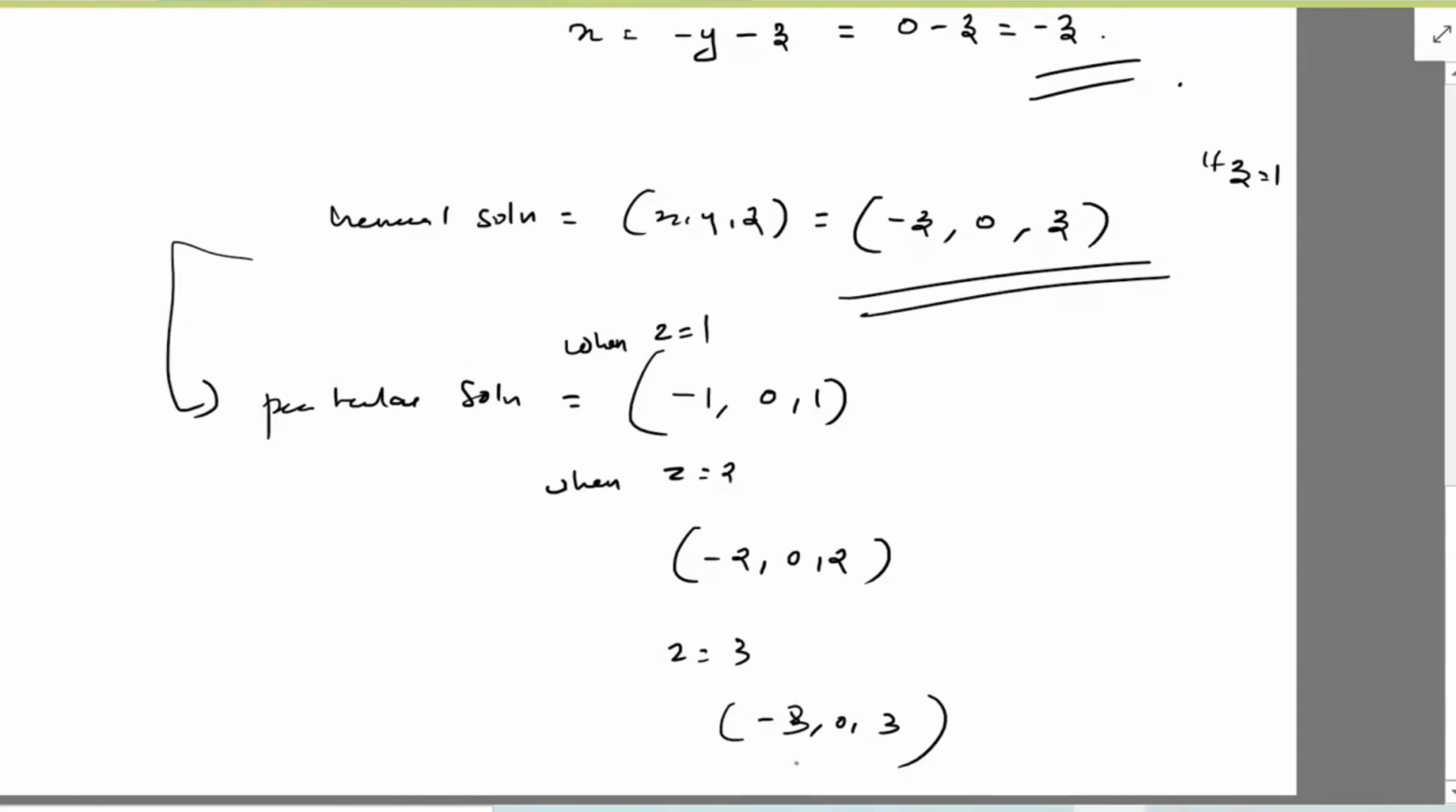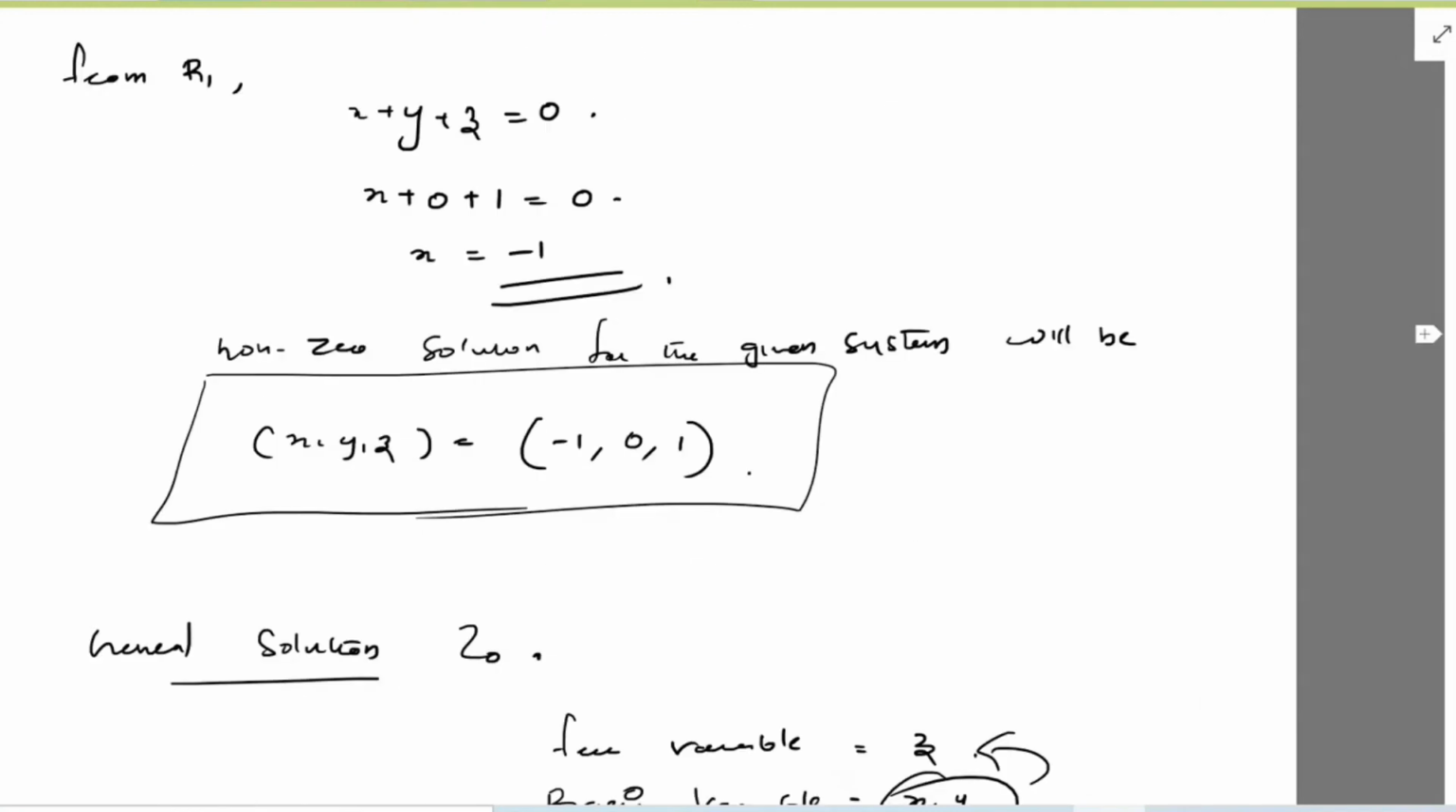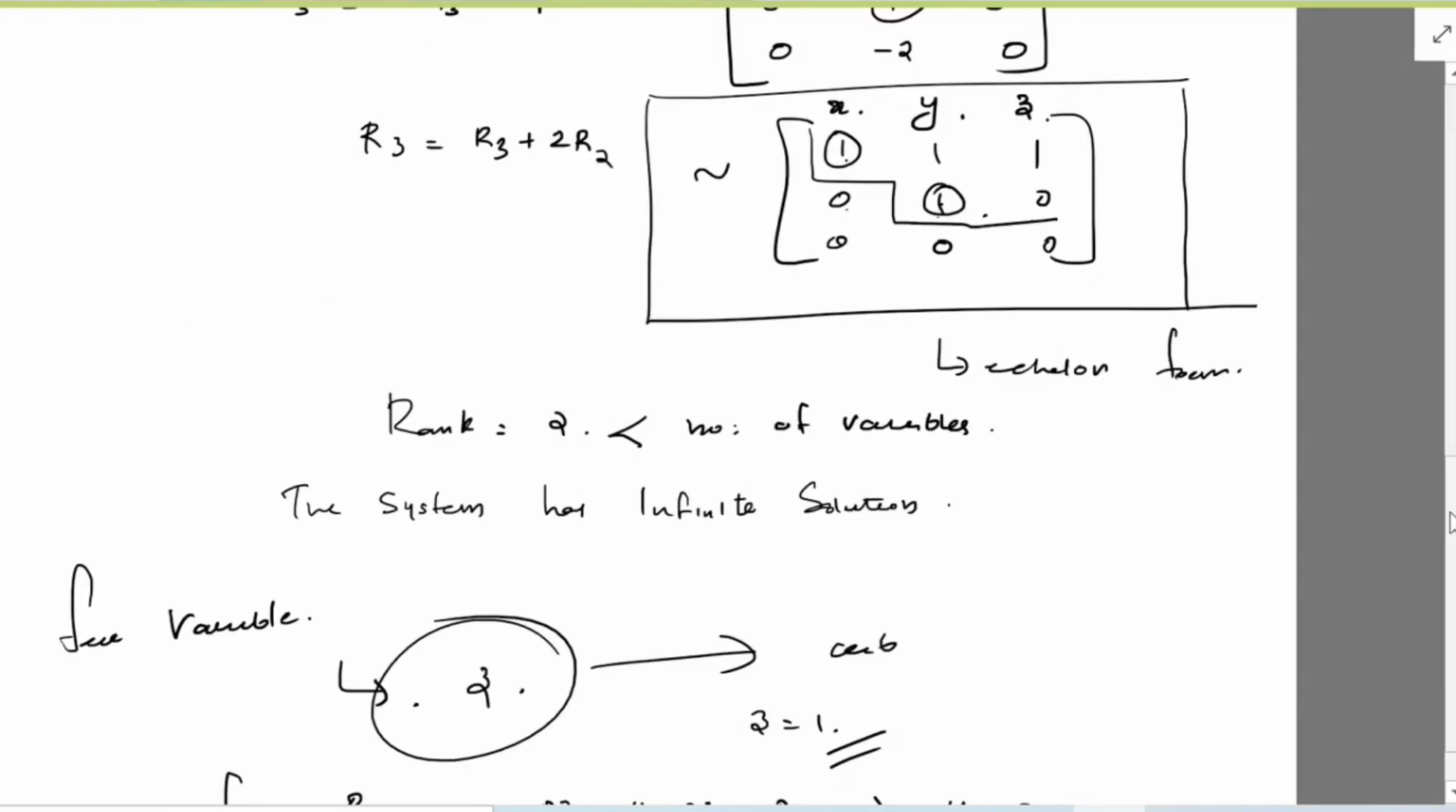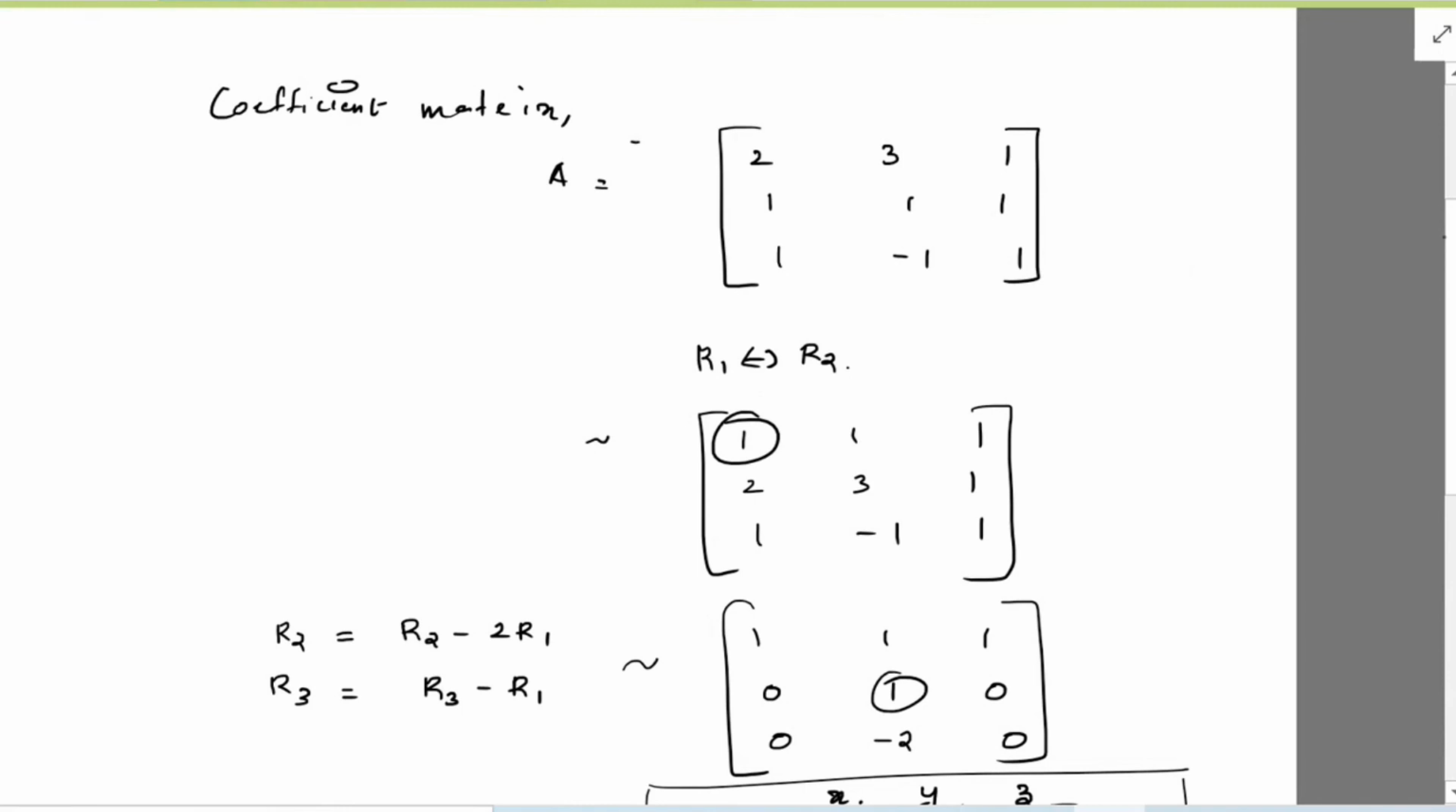So to find the solution for a homogeneous system, what are the steps? First of all, we write the coefficient matrix, then reduce that coefficient matrix into echelon form. From the echelon form, we obtain the rank of the matrix. If the rank is the same as the number of variables, then it has only the trivial solution. The solution will be 0, 0, 0. That will be the only solution.